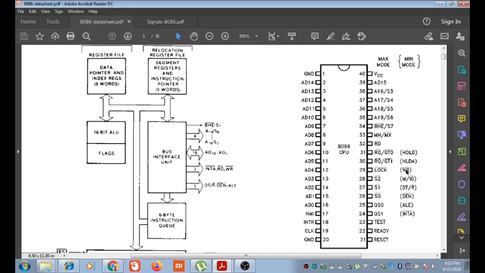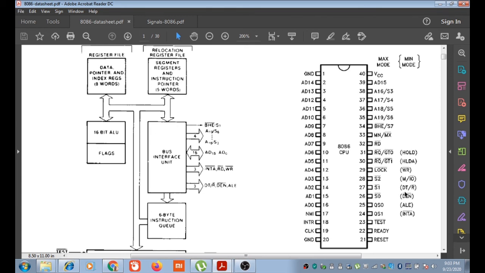WR bar, pin number 29. A low on this line indicates that the CPU is performing a memory write or IO write. Pin number 28, M/IO bar. A logic high on this line indicates the operation is related to memory. A logic 0 on this line indicates the operation is related to an IO device.